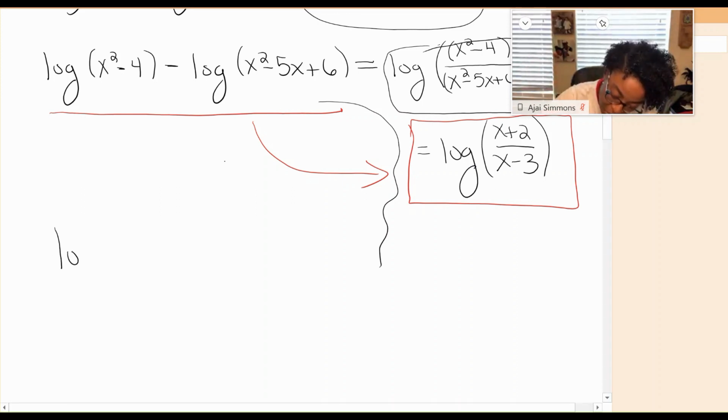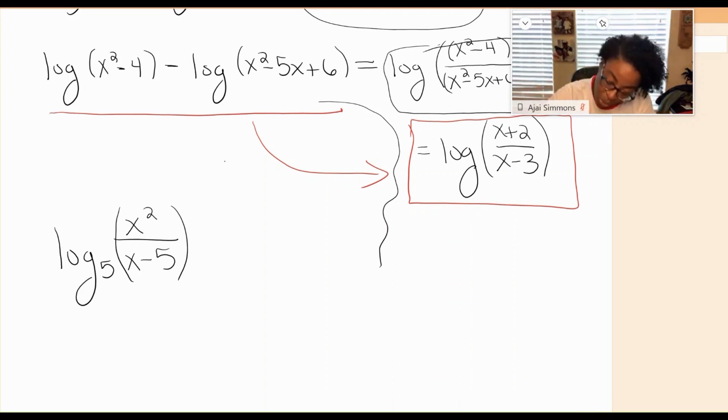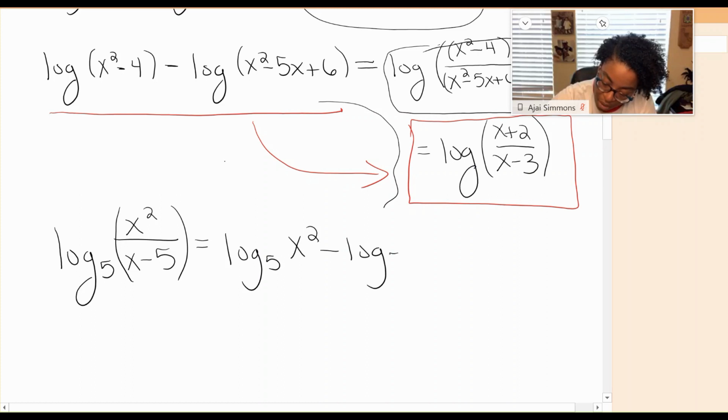What if I give you, I'm always doing this x squared, right? Okay, what if I have this and I ask you to write this as multiple logs? Because you see division, what you would do is you would say, okay, this is the same as saying log 5 x squared and then minus log 5 x minus 5.